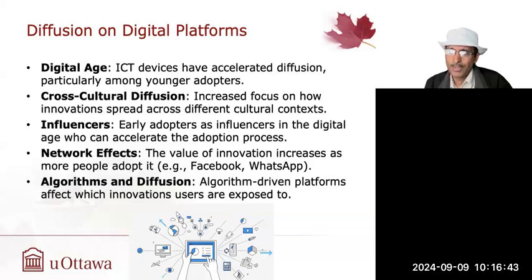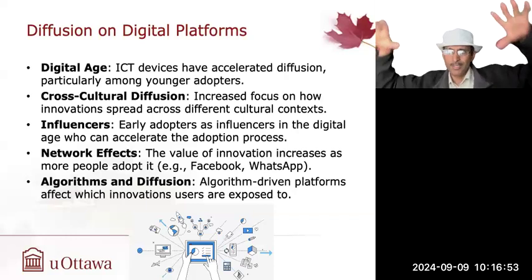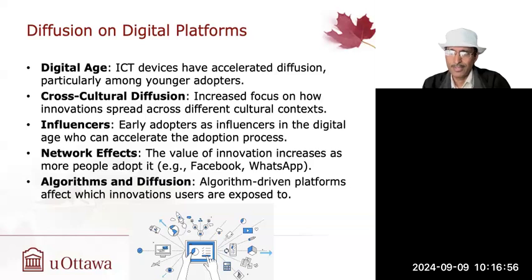Cross-cultural diffusion. Digital platforms are cross-cultural, intercultural platforms. Many cultures are coming onto the same platform. Facebook, X, Twitter, or Instagram, all kinds of people of different cultural backgrounds are there, and they're sharing this diffusion of innovation in a different light. Early adopters and influencers in the digital age can accelerate the adoption process. Influencers means superstars, celebrities. Network effects: the value of innovation increases as more people adopt.